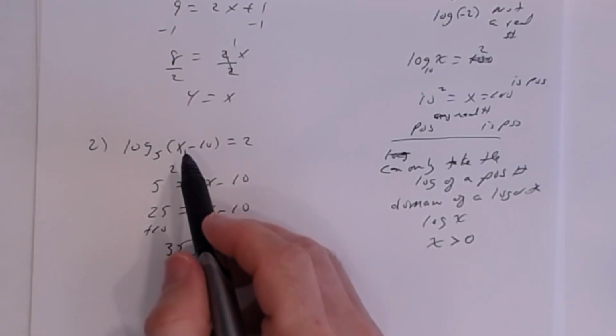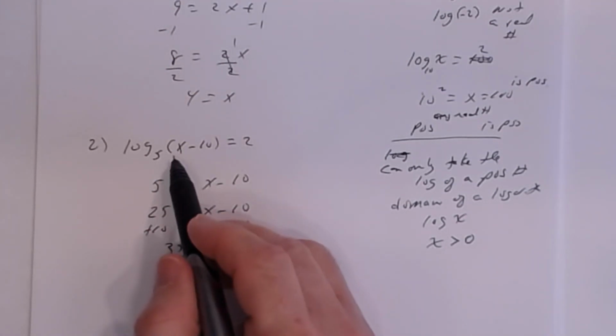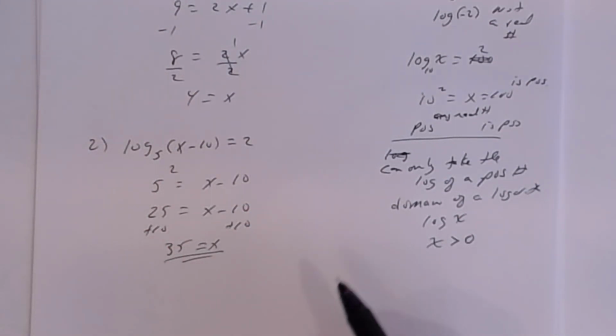And you can always check real quick. 35 minus 10 is 25, right? What's 5 squared? 5 squared is 25.